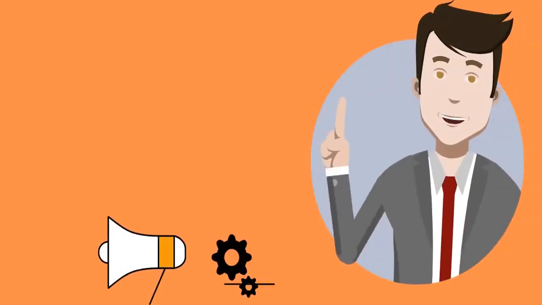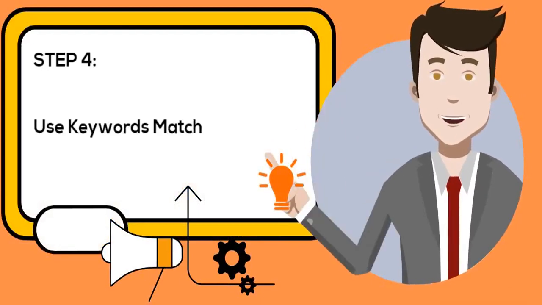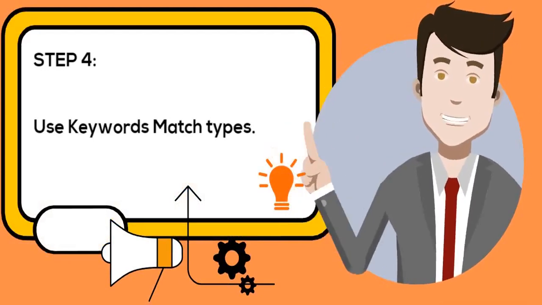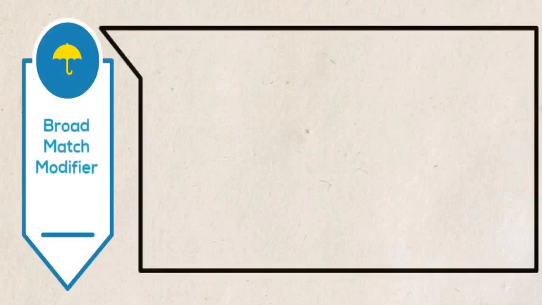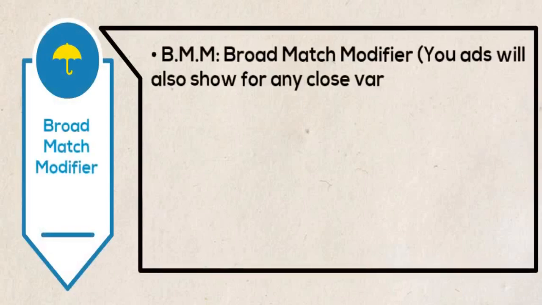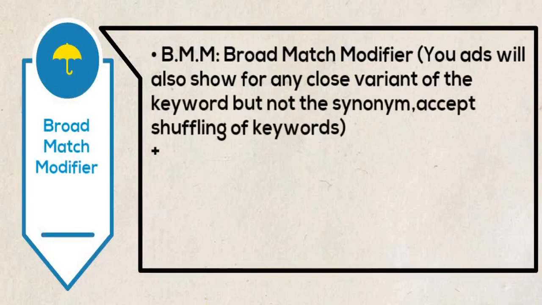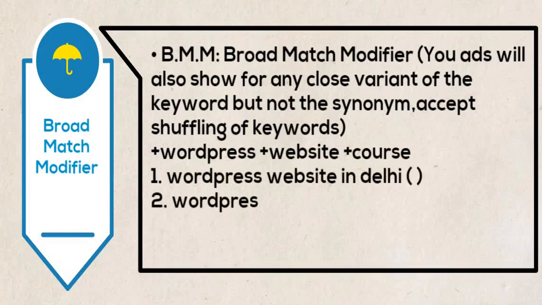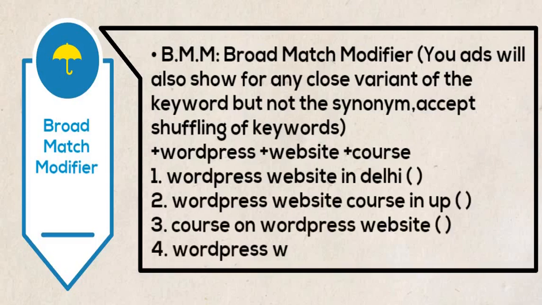Step 4. Use keyword match types. Broad match modifier. Your ads will also show for any close variant of the keyword, but not the synonym, except shuffling the keywords: plus WordPress plus website plus course. WordPress website in Delhi, rank 2. WordPress website course on WordPress website, rank 4. WordPress website company.